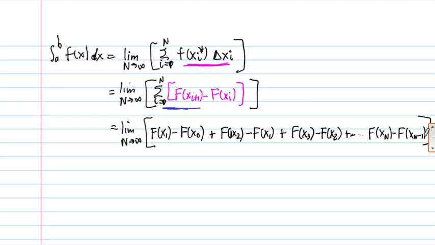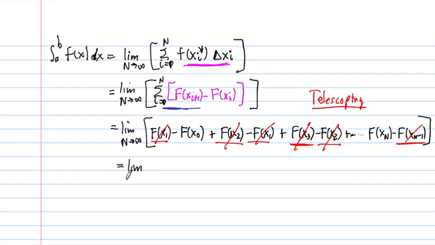Now something very interesting happens here. We have a plus f of x1 here and a minus f of x1 here, so those are going to cancel. We have a plus f of x2 here, a minus f of x2 here, and those are going to cancel. This process continues until we get to, say, f of xn minus 1, and then minus that, so these cancel as well. After all this cancellation, this is called a telescoping sum, because it looks really long, like a long extended telescope, but then you can collapse it down.